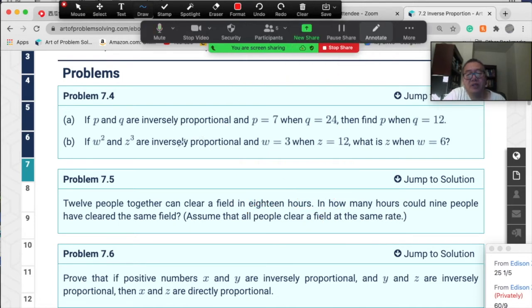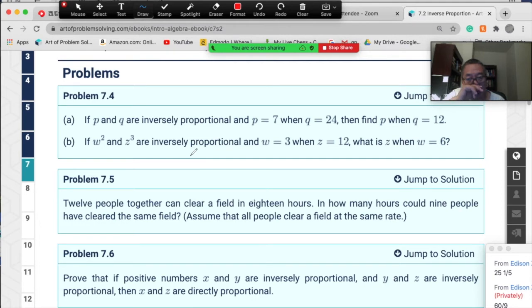Now, part B. W squared and Z cubed are inversely proportional. And W equals 3 when Z equals 12. What is Z when W equals 6? So first, you need to be careful. This is inversely proportional. And also it's W squared and Z cubed. It's not W and Z. Okay? This one you need to be careful.